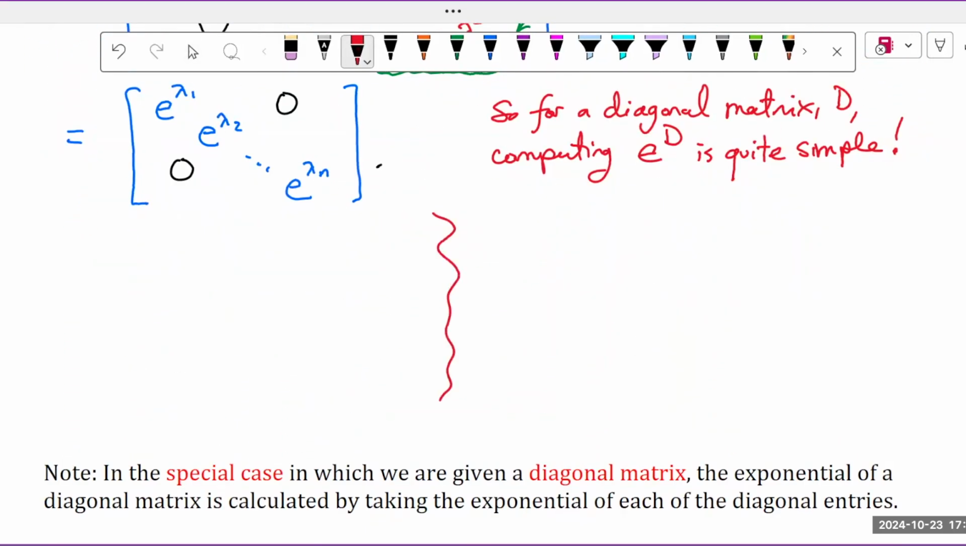So this is simply our rule. When we're given a diagonal matrix, the exponential of that matrix is simply calculated by taking the exponential of each of the diagonal entries, and that's it. Now, what if the matrix is not diagonal?